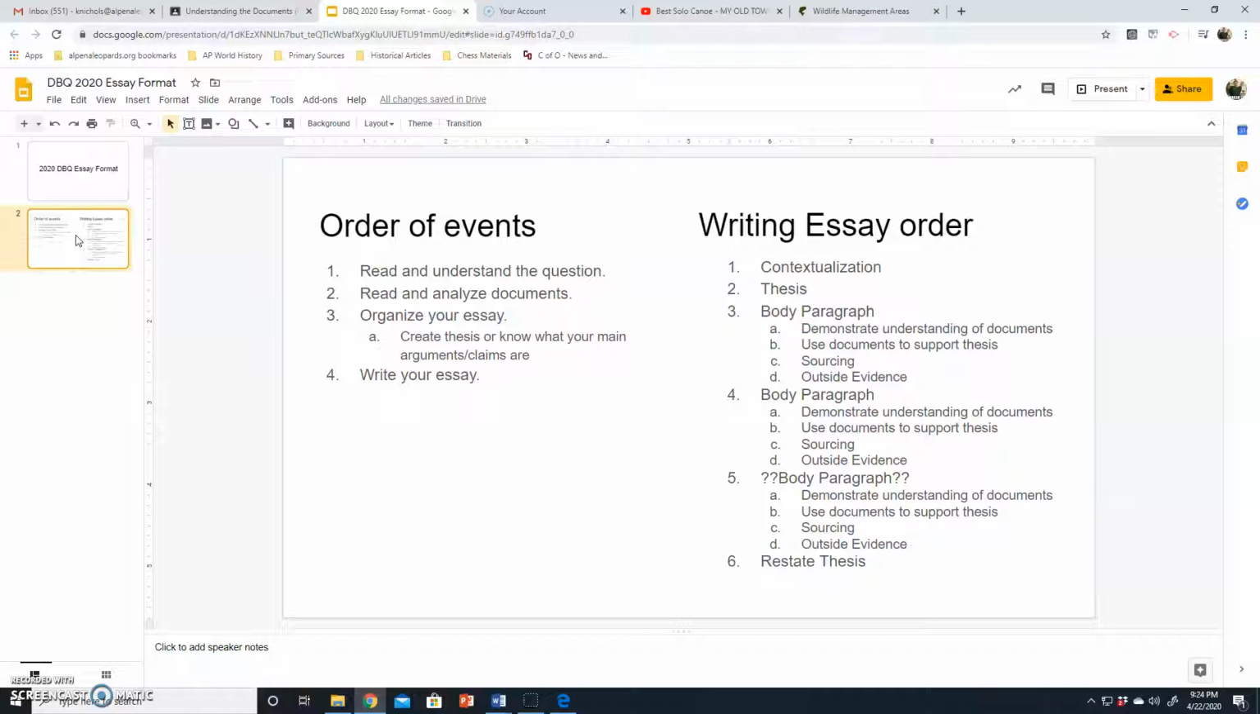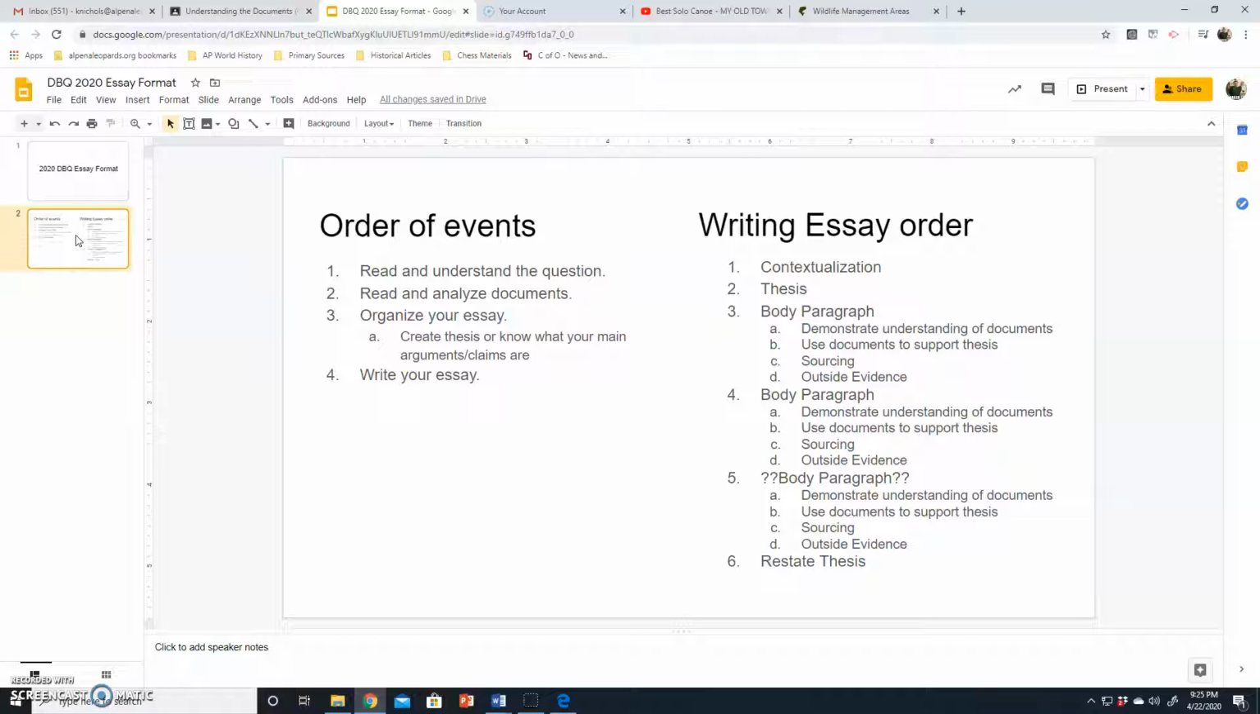And then finally, once you have read and understood those documents, you need to take a few notes. When you're reading, I suggest you take a few notes about each document. But once you've gotten through all those documents, you basically need to know, okay, what am I going to argue? What are going to be my claims and my arguments? This is going to require you to create your thesis.